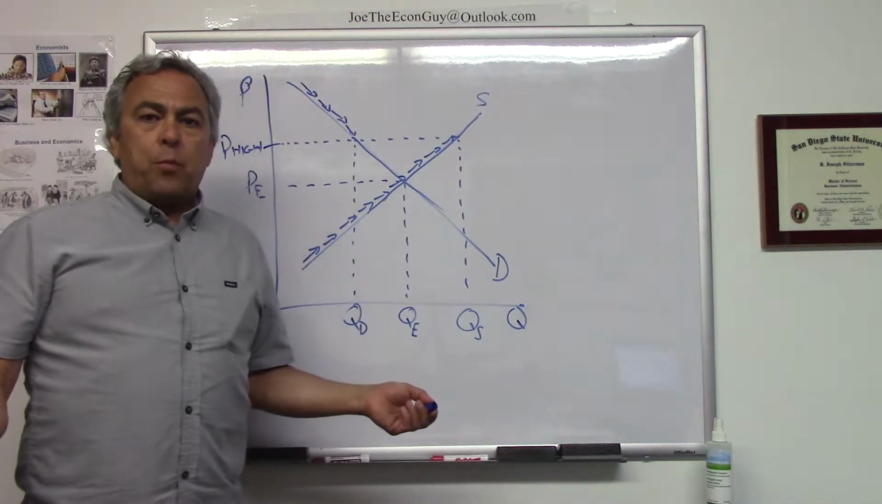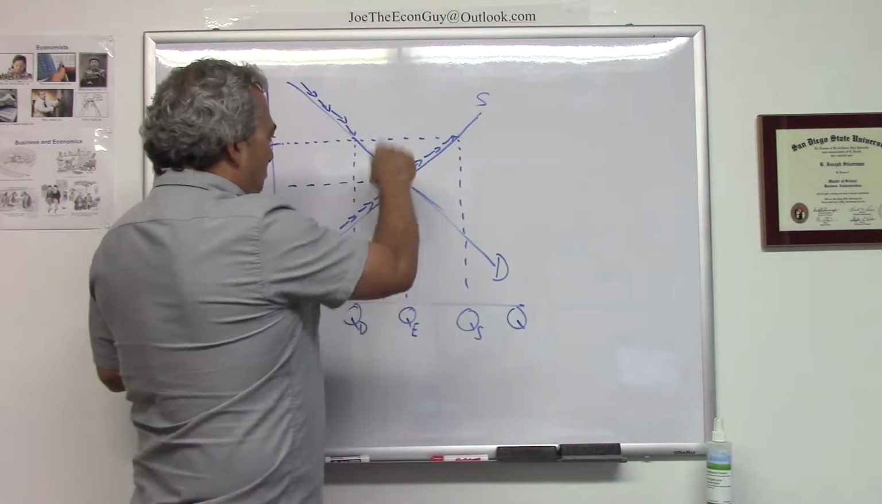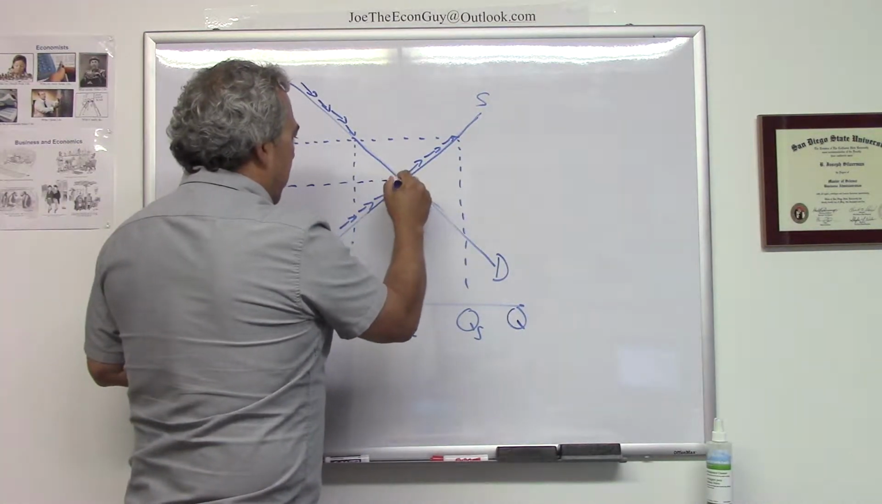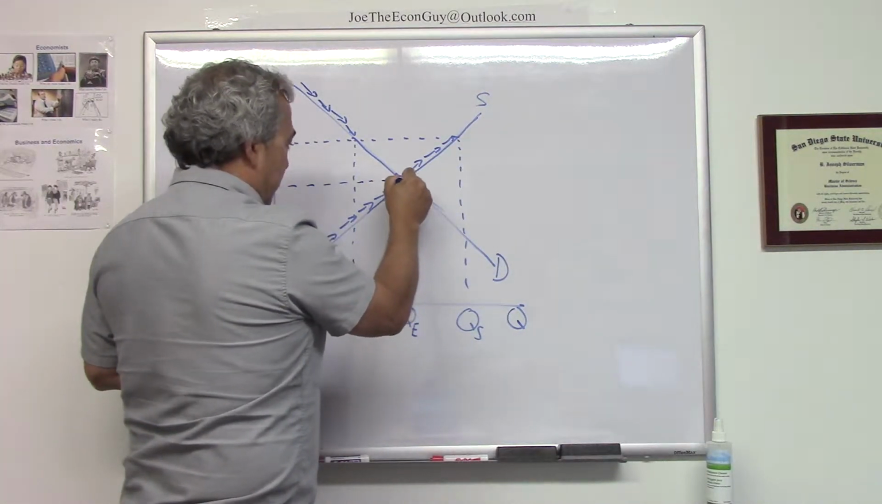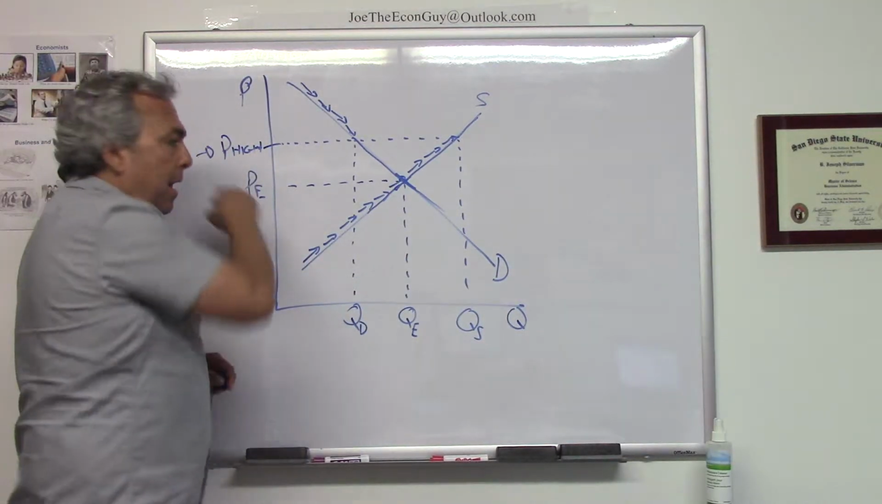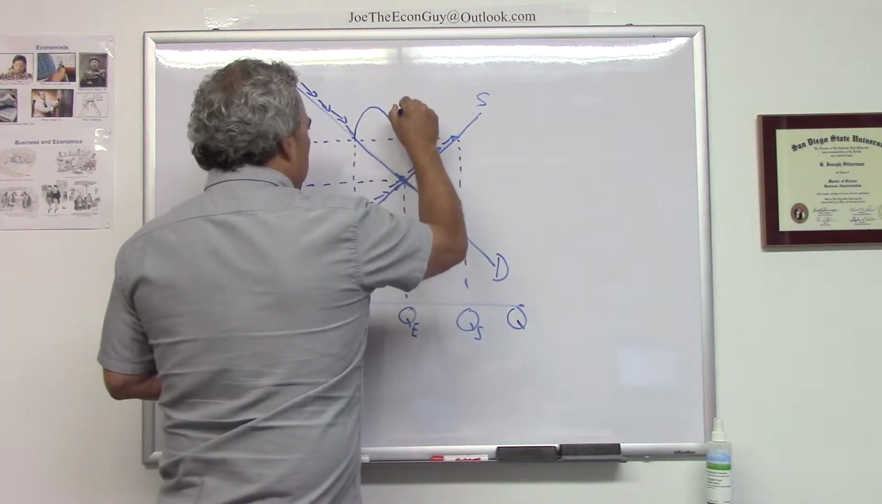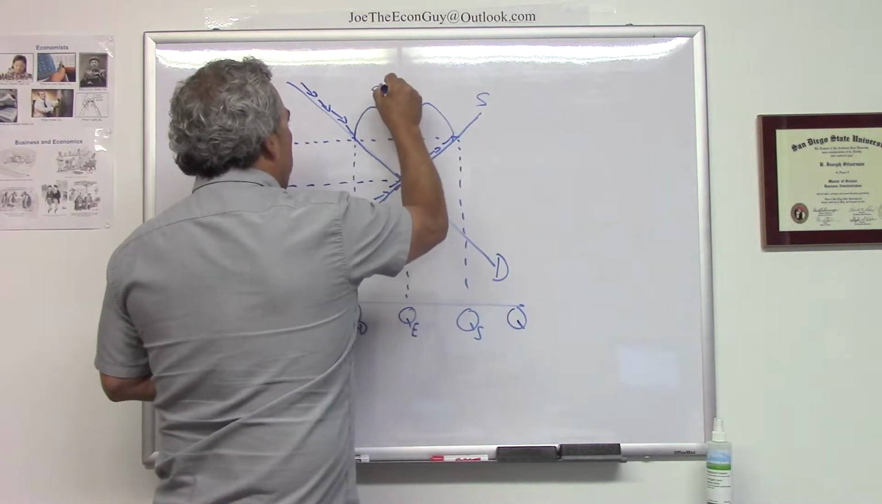So what's the problem we have here? Well, when we're at the equilibrium price, the quantity supplied, points along the supply curve, is equal to quantity demanded. When the price is here at P high, quantity supplied is greater than quantity demanded. Whenever quantity supplied is greater than quantity demanded, we have a surplus.